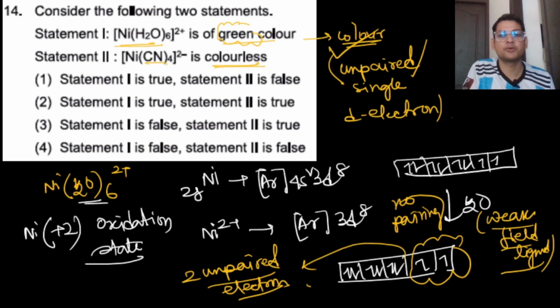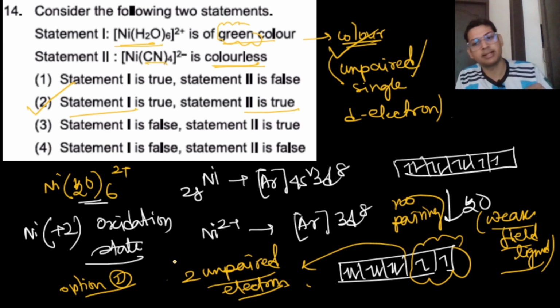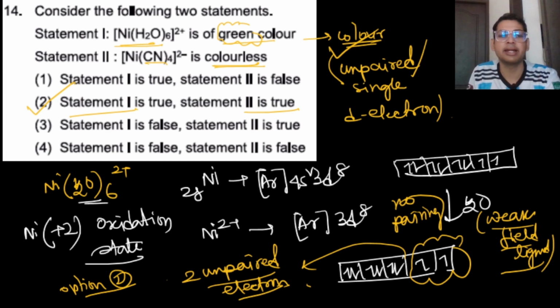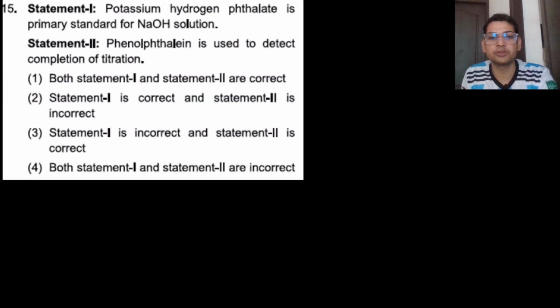Sir, as there is no unpaired electron, it is colorless. So both statements are true, statement 1 is true and statement 2 is also true. That means option number 2 is the correct answer here. Going to the next question.